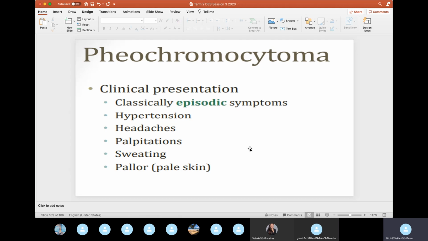So you give phenoxybenzamine first, and then for episodic treatment, you give phentolamine. When I say pheochromocytoma, you say hypertension, headaches, palpitations, sweating, right? What's the treatment? You give phenoxybenzamine first before surgery, and after surgery, you can give your phentolamine, your alpha-2 antagonist.